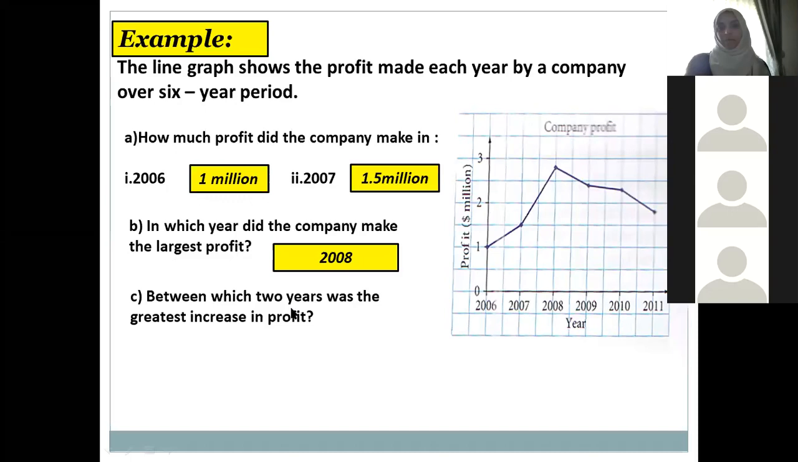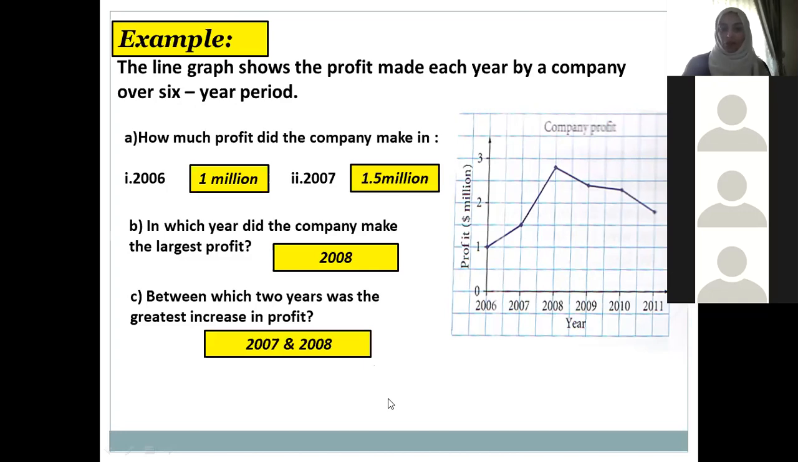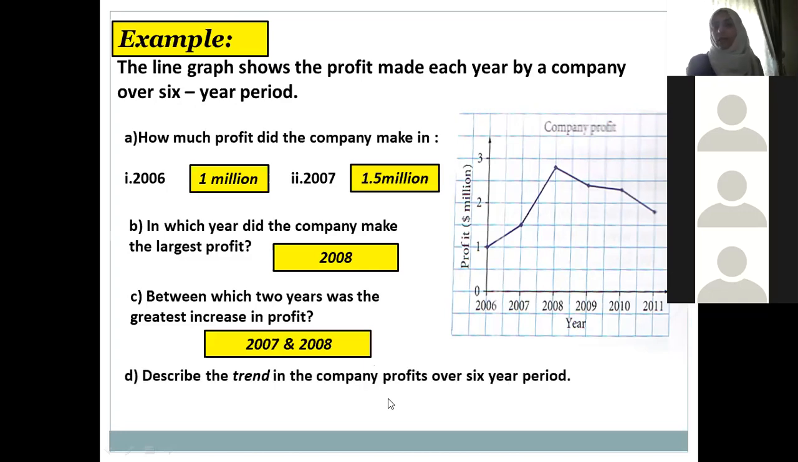Farah. Go ahead, Farah. Between 2007 and 2008. That was right. It's between 2007 and 2008. That's great. Thank you very much. Okay. Describe the trend in the company profit over the 6 year period.